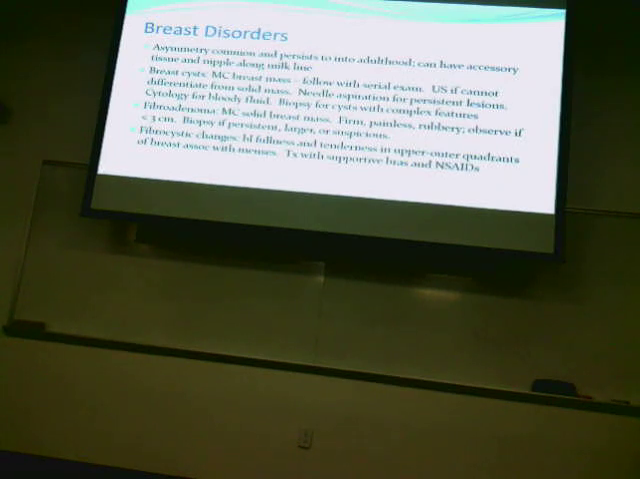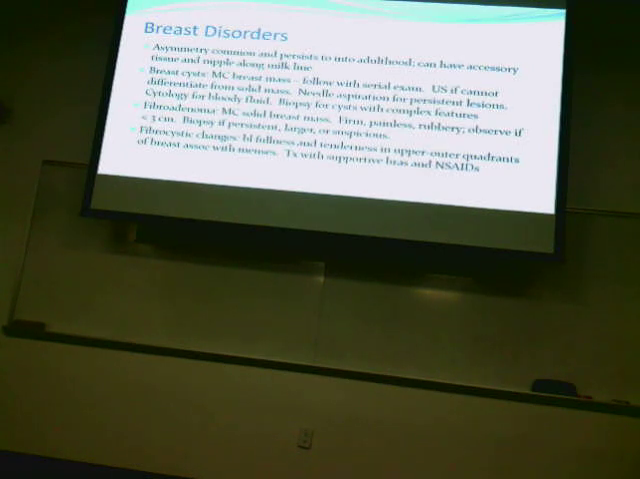In females, there are a few breast disorders we should know about. There can be some asymmetry, and that's pretty common and can stick with them into adulthood. Supernumerary nipples and accessory tissues along the milk line are also common disorders. Breast cysts are the most common breast mass. You just want to follow this with serial exams. You can do an ultrasound of it just to see if there are any solid masses that would be concerning.